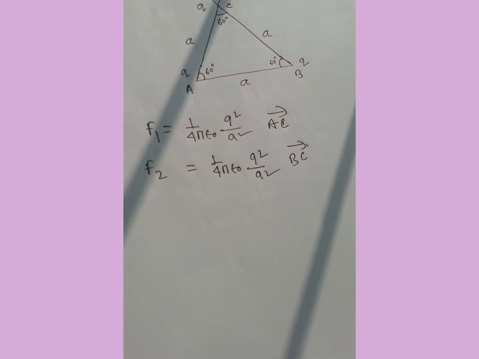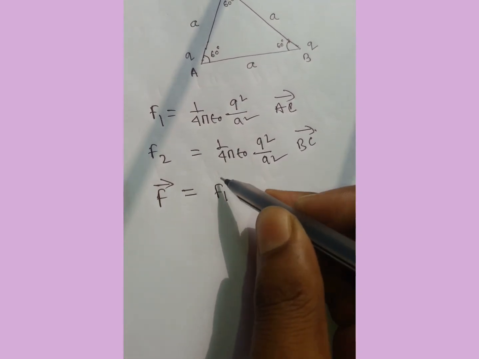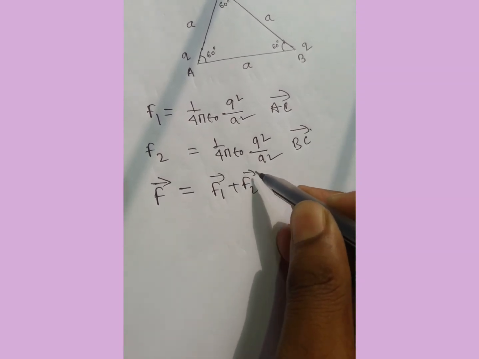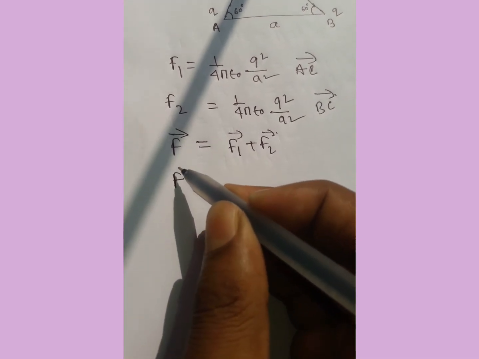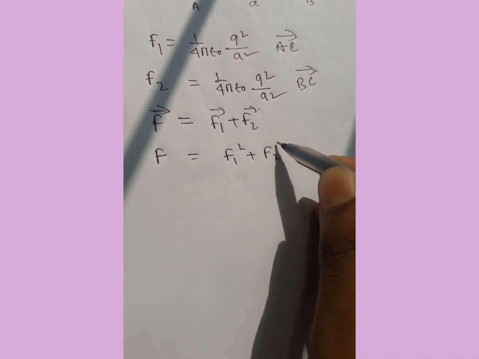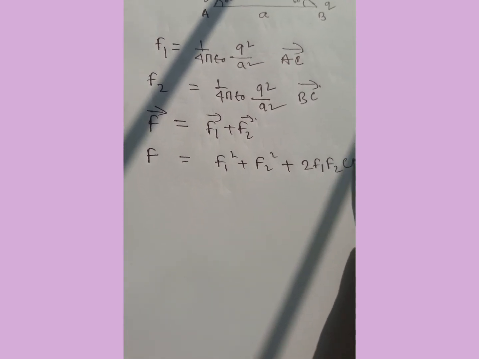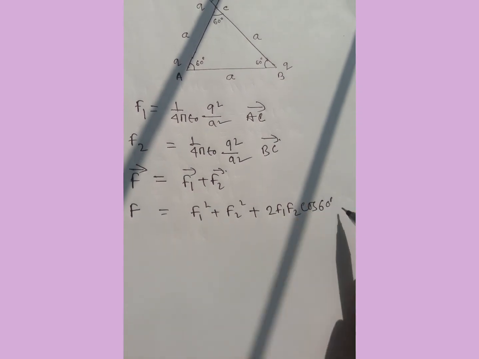The resultant force F is given by the vector sum of F1 vector and F2 vector, and the magnitude is given by F equal to under root F1 square plus F2 square plus 2 F1 F2 cos 60 degree. The angle between the two forces F1 and F2 is 60 degree. Then F is given by this formula.